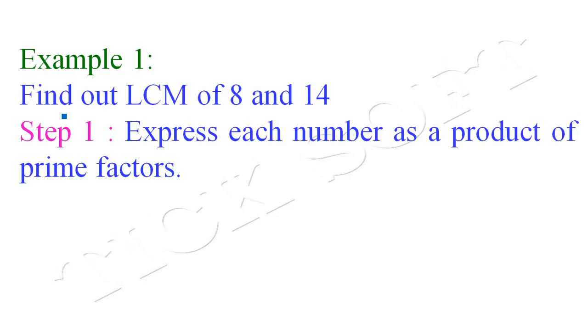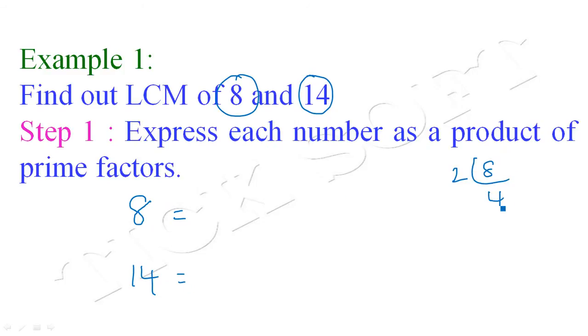Let us see some examples for this. Example 1 is to find the LCM of 8 and 14. What is the first step? The first step is to express each number as a product of prime factors. Here we have to express 8 as a product of prime factors and 14 as a product of prime factors. If we divide 8 by 2 we get 4. Again if we divide this by 2 we get 2. So 2 into 2 into 2 is equal to 8. This means 8 is equal to 2 to the power 3.